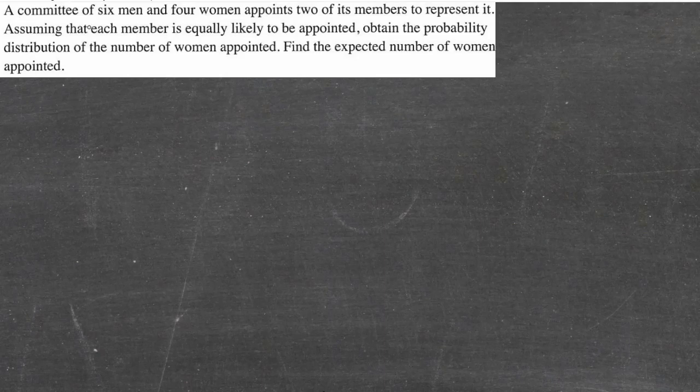All right, so here we are on page 145, number 7. We've got a committee. We need 6 men and 4 women, and we've got to appoint a committee of 2. Everyone's equally likely to be chosen, and we need to write a probability distribution. And then we need to find the expected number of women to be appointed. So that's the same thing as finding the mean, or mu.